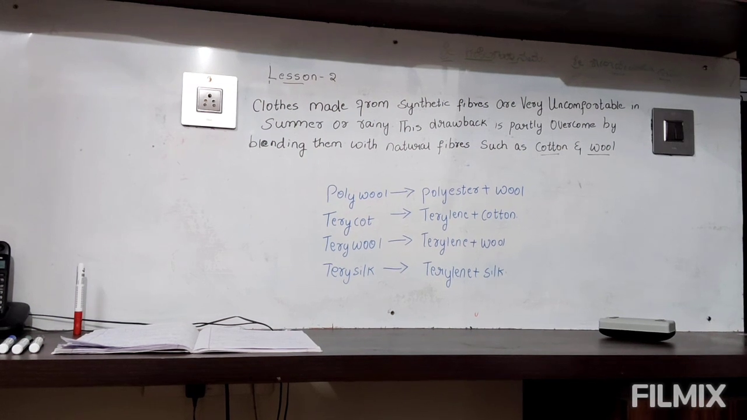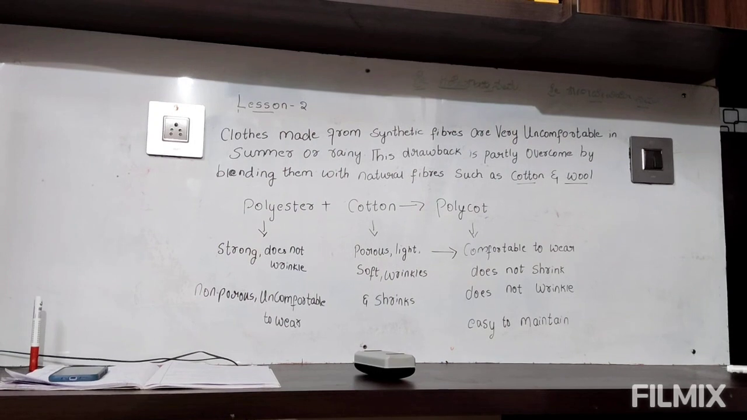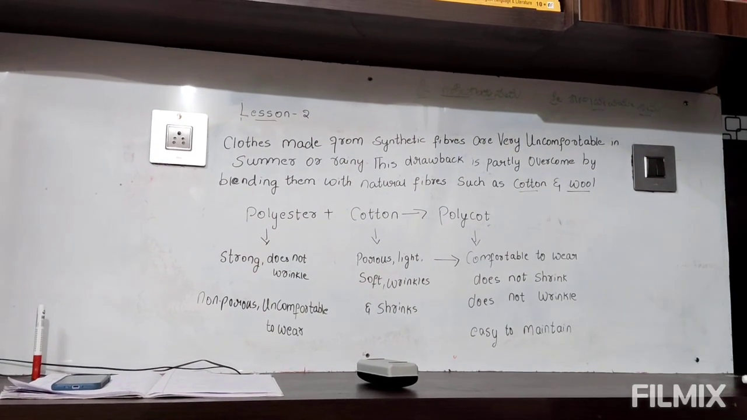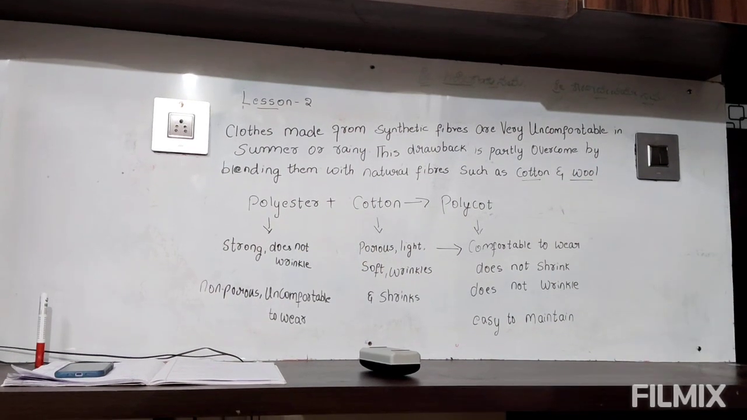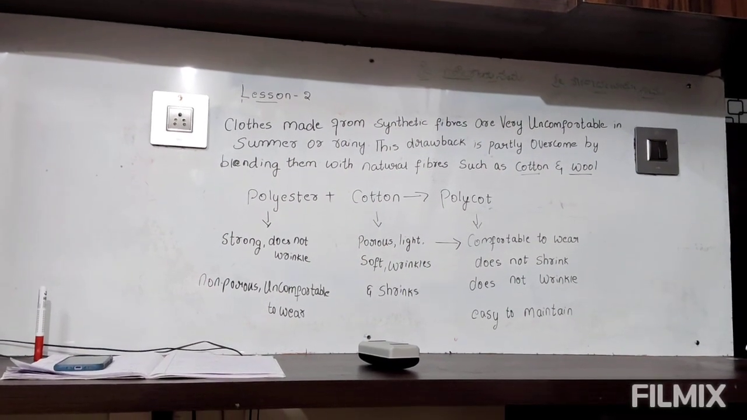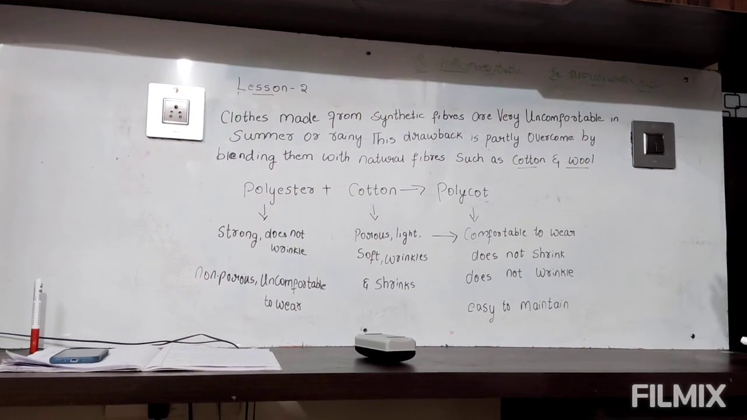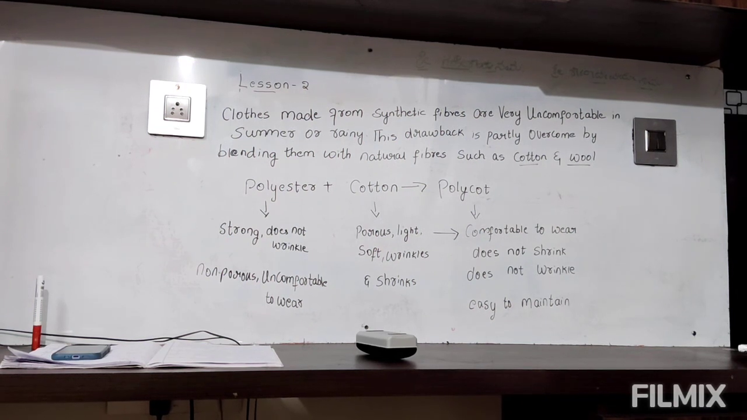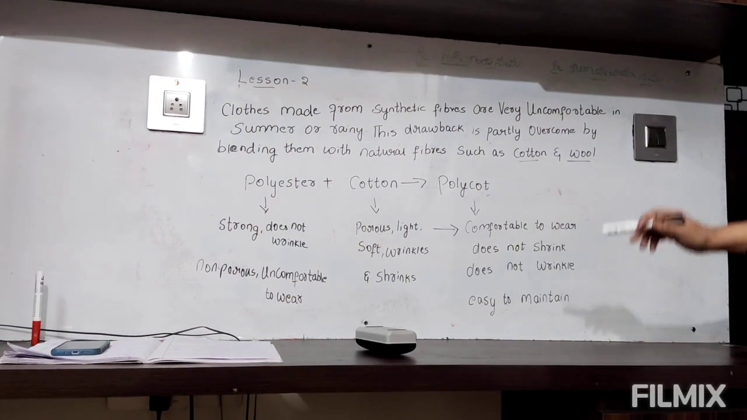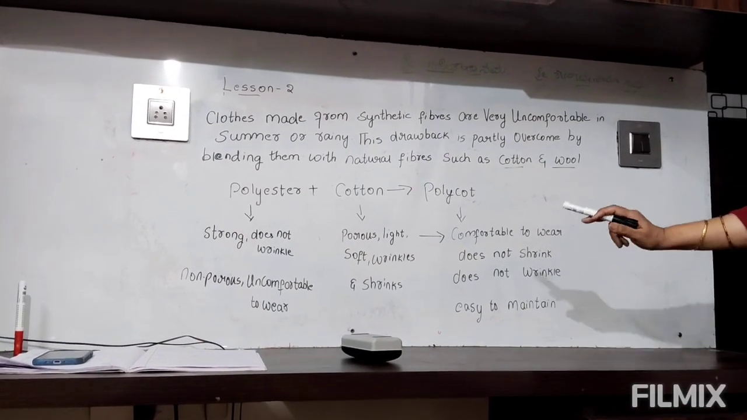I'll show you one more example now. The example, polyester plus cotton gives rise to polycotton. Blended fiber, isn't it? So, what are the properties of polyester? It is strong, it does not wrinkle, it is non-porous, uncomfortable to wear. Whereas cotton is porous, light, soft, wrinkles and shrinks.